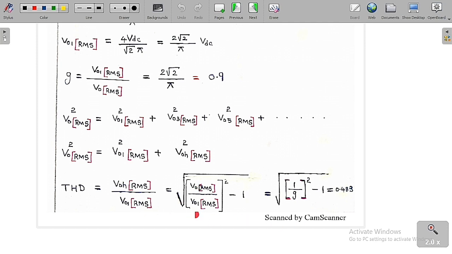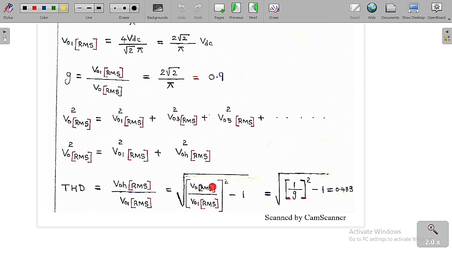Now you can write this expression in this format also: V0H RMS is the square root of V0 RMS squared minus V01 RMS squared. Like that you can write, and after simplification finally you are going to get this. I have already told you, V01 RMS by V0 RMS is called G.